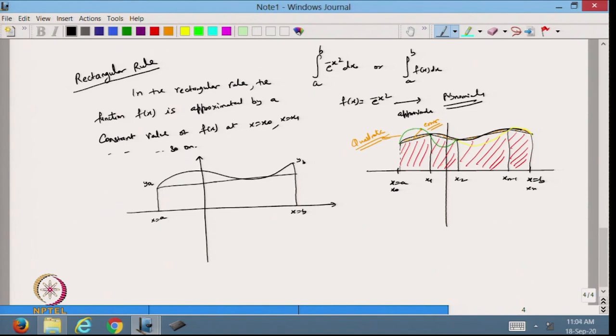So here I am approximating the function by the constant value given at x equal to a. This is a rectangle, and I can find the area of this rectangle. The area will be length into breadth, so the length will be b minus a, into y. That is my area. But in this case, if you see, the error is quite large.